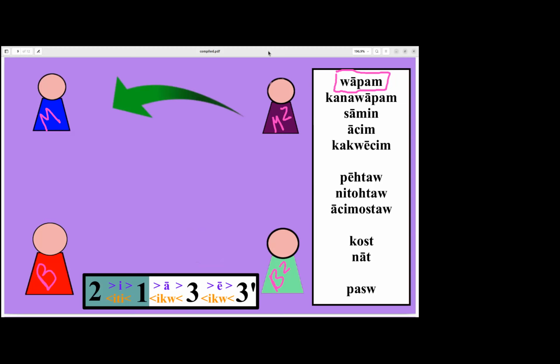So the next step now is we can obviously start using the other verbs. So we've got wapam, kanawapam, samin, achim, kakwechim, and so on. Now to be transparent here, there's a reason there's a space between these two. These ones are all regular, and all you do is add in the theme sign and the ending. These ones have a contraction based on the fact that they have AW at the end.